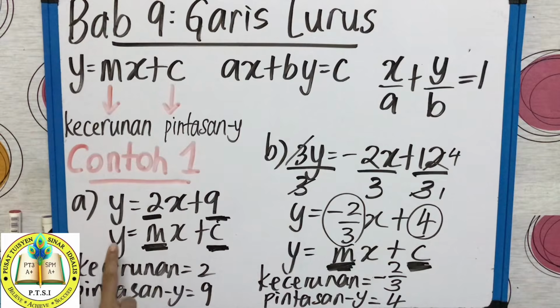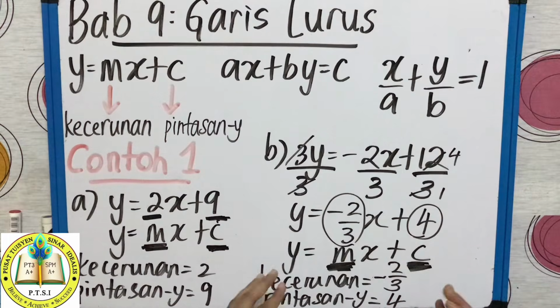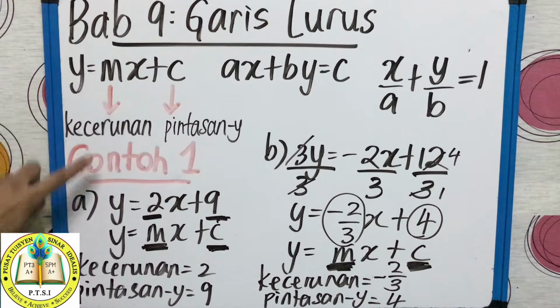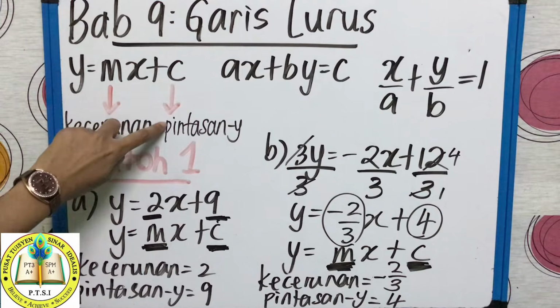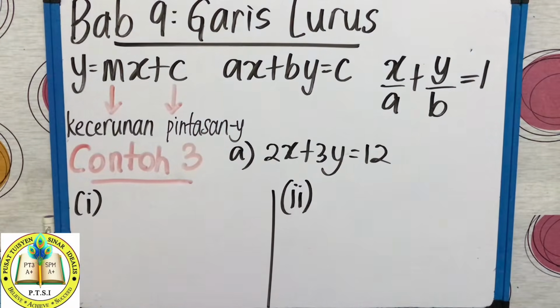Sebab tu cikgu guna y equal mx plus c, cikgu bandingkan. And here also after divide, I use y equal mx plus c, teacher compare. Then you get your answer. Kecerunan is what class I told? M. Gradient. Pintasan Y, what teacher told? C. Y-intercept C.